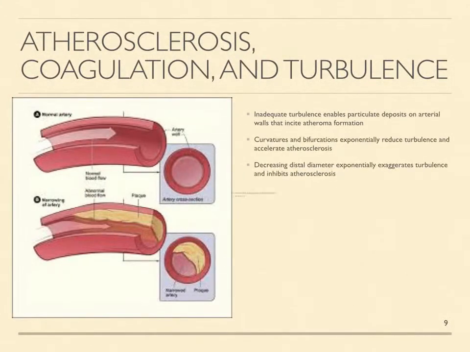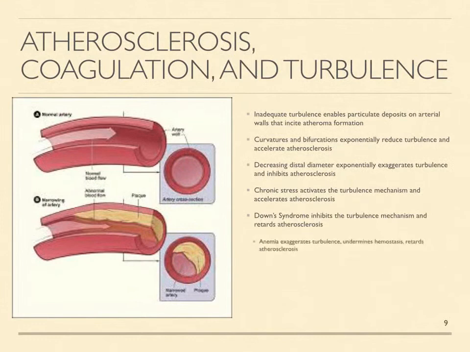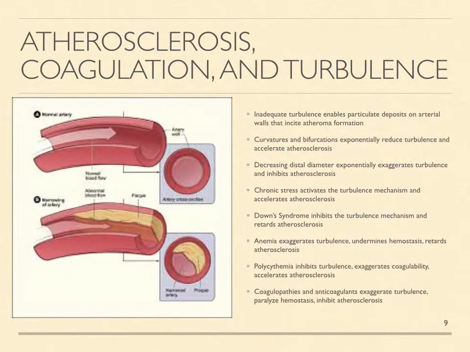Brain-damaged, bedridden patients often survive for years without developing atherosclerosis, but inadequate blood turbulence exaggerates blood coagulability and accelerates atherosclerosis, while excessive blood turbulence undermines hemostasis and inhibits atherosclerosis. Inadequate turbulence enables particulate deposits that incite an inflammatory process that produces atherosclerosis. Blood cholesterol is incorporated into the atheroma, but does not cause it.